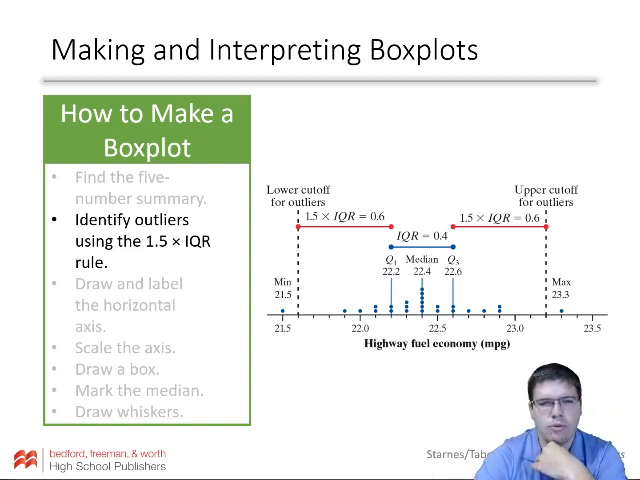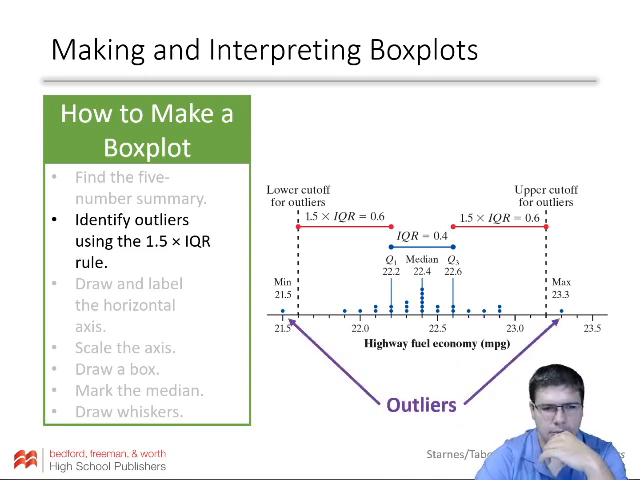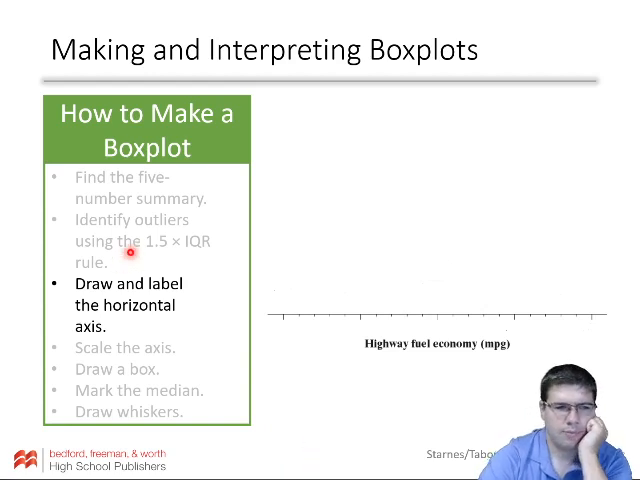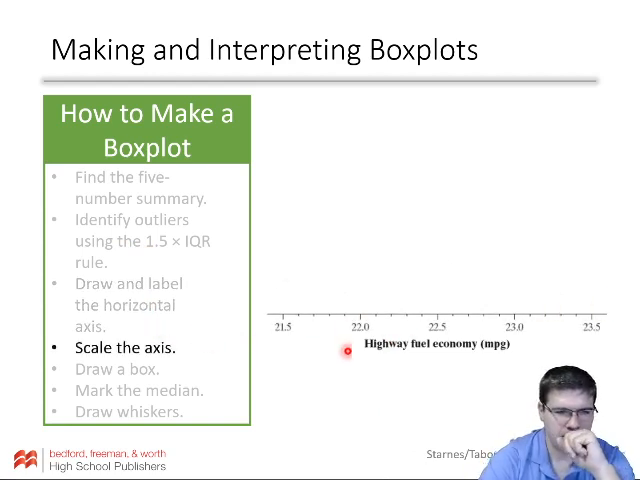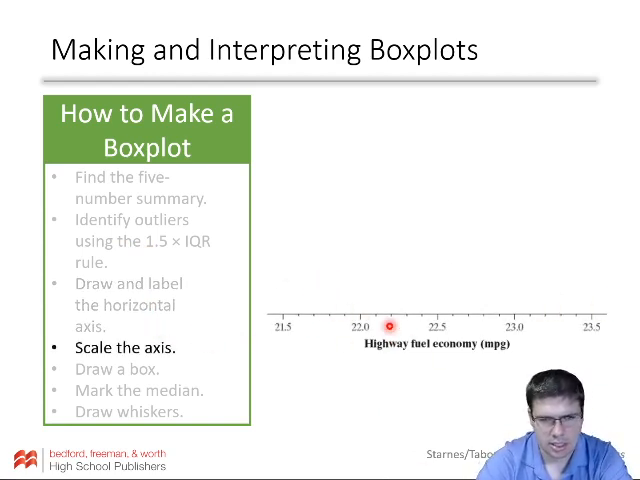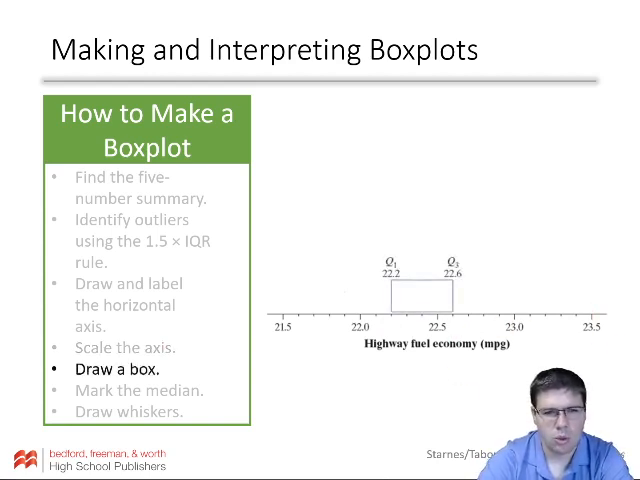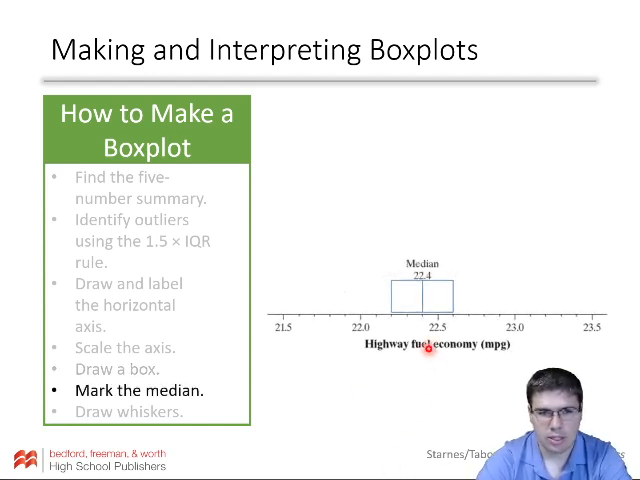So we draw an axis. Find the outliers, draw and label an axis. So we get an axis to work on, make sure we have a label on it, and scale it so that it goes from the min to the max, with consistent scaling in between. So we draw a box between Q1 and Q3. That's the box part of this, and the median gets marked in the middle of that. So we have a little line in the middle to indicate the median.